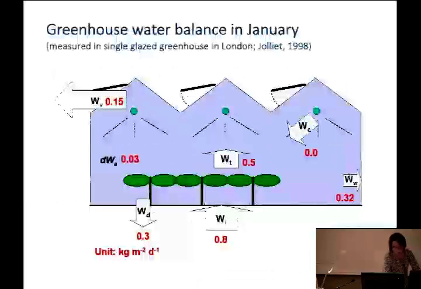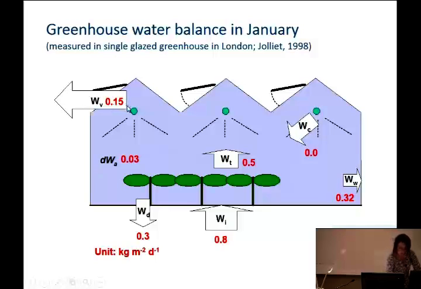And this is an actual measurement. I think it's in England. They measured. This is, I think, in the winter time. So there's no cooling water, irrigation water, and pretty much a high percentage is lost as transpiration, and very small loss in the ventilation, and then a lot of condensation going on, and that could be recovered as irrigation water.